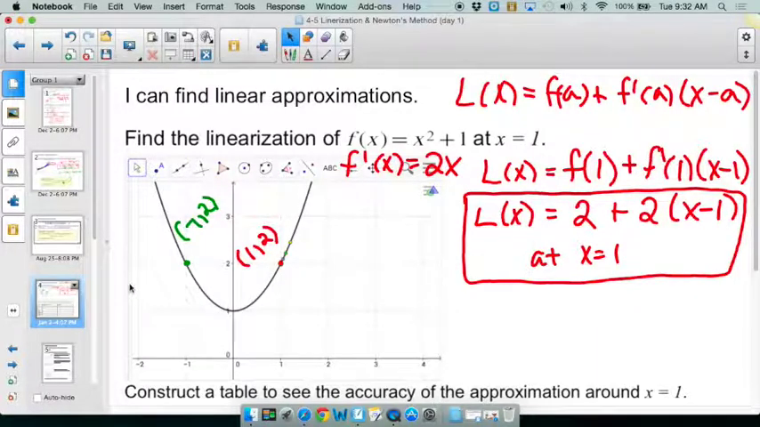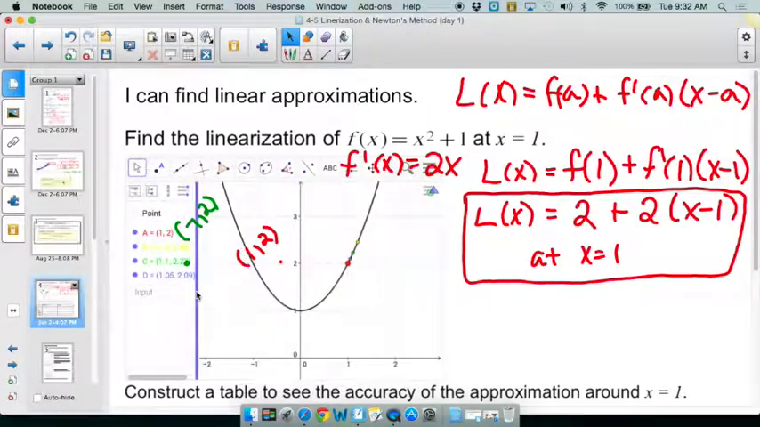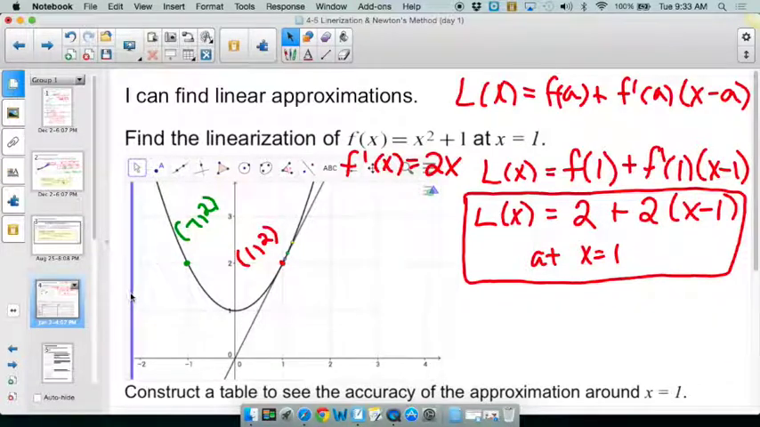So this is, for me at least, actually a live graph. So I'm going to go ahead and put in 2 plus 2 times the quantity x minus 1. And there is the linearization. So there is that tangent line. Okay? So far, so good.